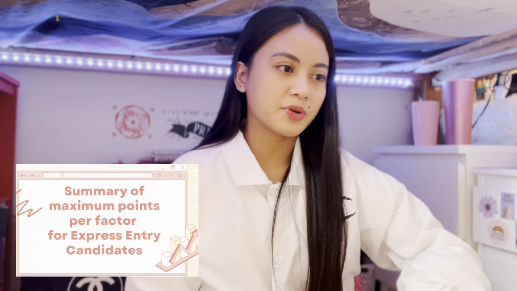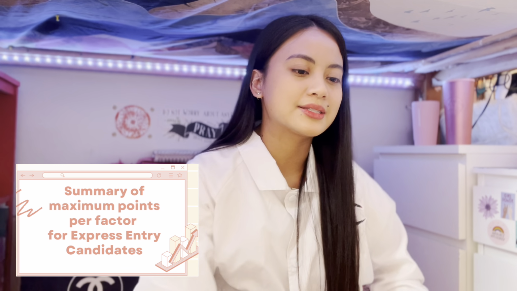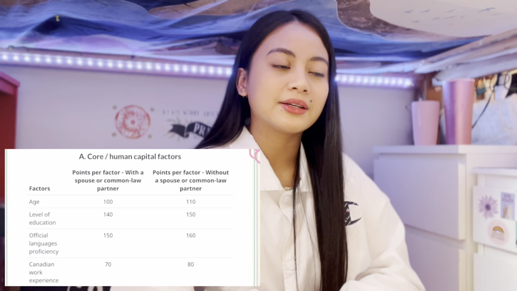Here I have the summary of maximum points per factor for Express Entry candidates. So we are going to talk about the different factors, which is letter A, the core or human capital factors, which is you, and letter B, spouse or common law partner factors, if you have a spouse or common law partner, and then the skill transferability factors, and then the additional points. Okay, letter A, core or human capital factors.